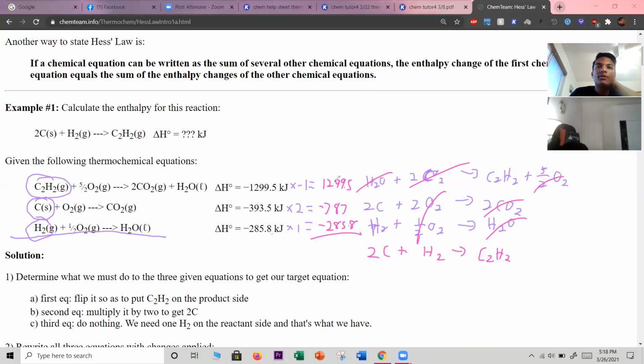Perfect. So now you add them all up and you get some answer, and that is the enthalpy of this reaction. Then what was the point of doing the stuff on the right? The 2C plus H2 equals C2H2. If you didn't need that, what was the point of doing that? It's just showing that the manipulations that we did were correct.